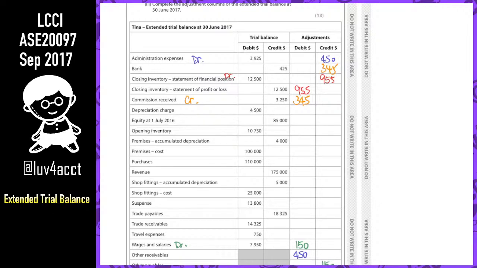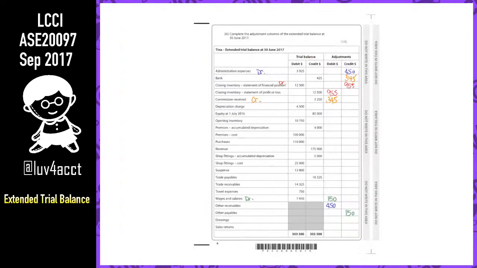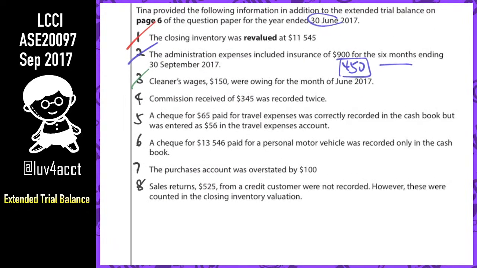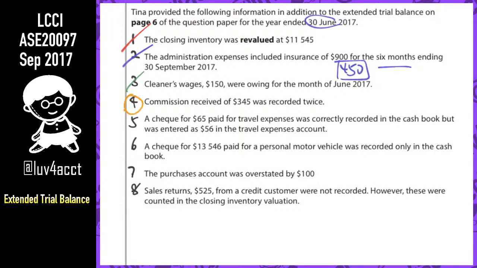345. Or where should we put it? Let me see again. Commission received of 345 was recorded twice. So for me that would be like that. But let's see later. This one, let me encircle it first.